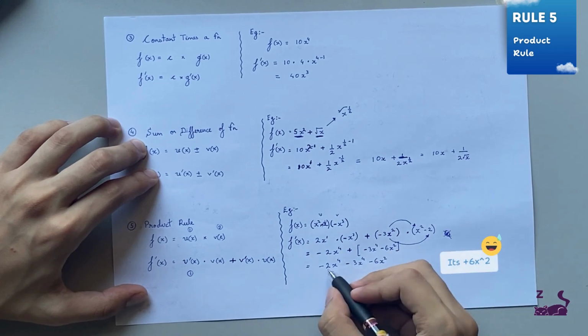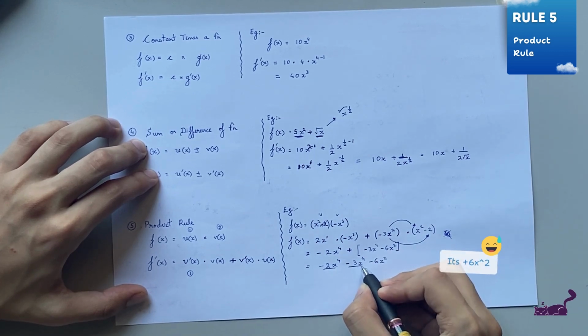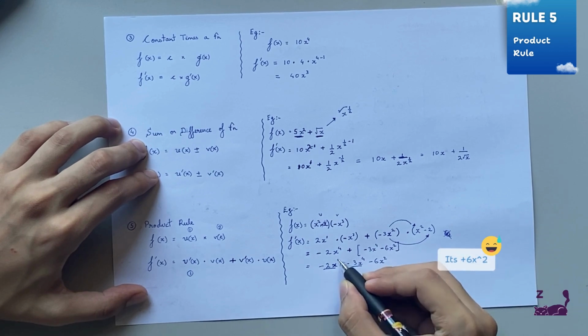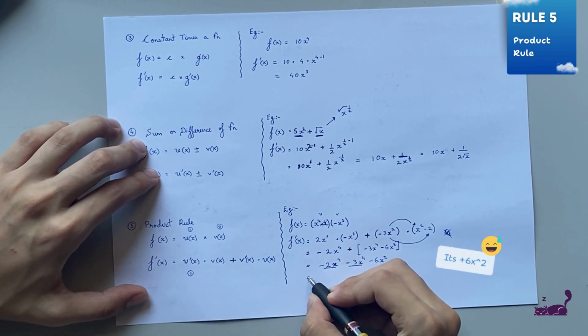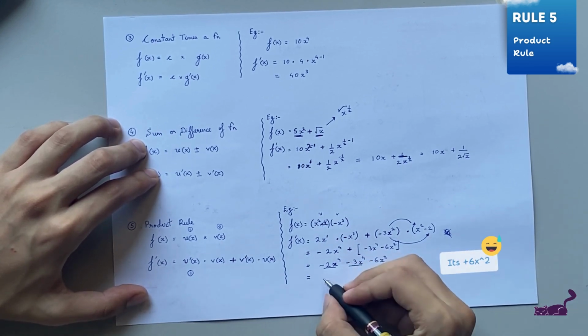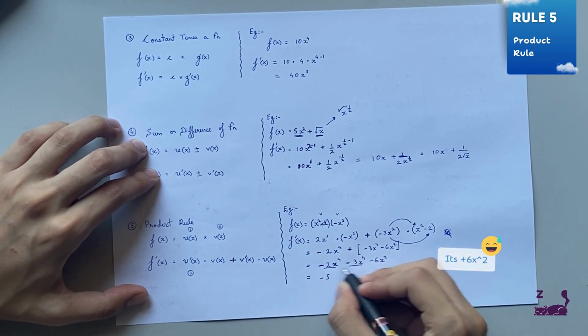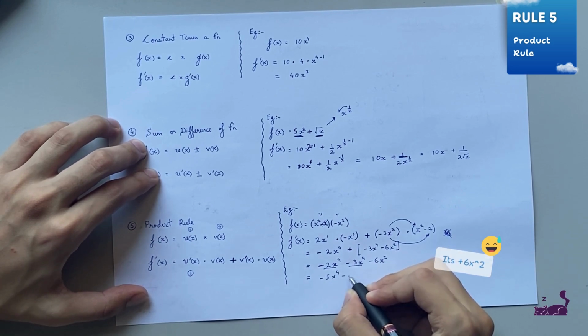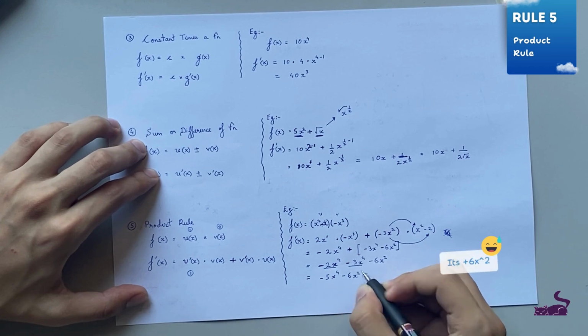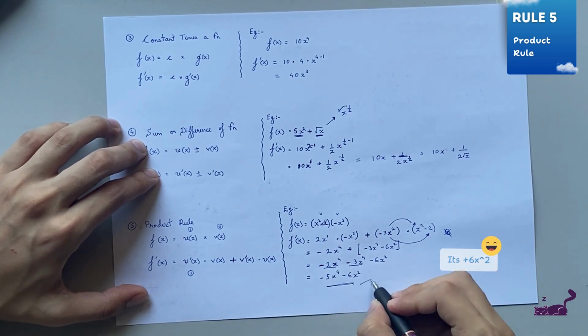Now, do we see anything common? Yes, we do see these two in common, which have the same variable raised to the power 4, right? In that case, what we can do is we can solve for it even further. That becomes minus 2 and minus 3 becomes minus 5. Because there are two negative signs, we just add these two values together, minus 5 x raised to the power 4 minus 6 x raised to the power 2. So that's your answer in this case, right?